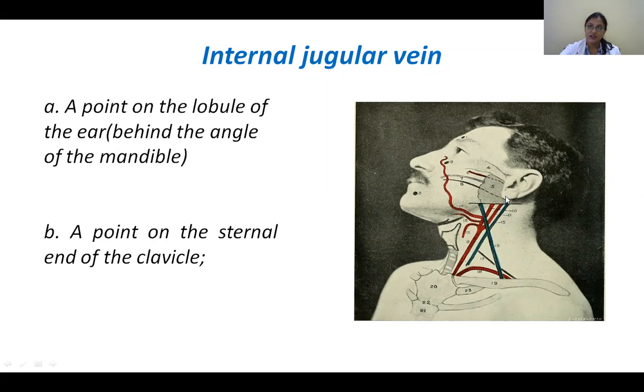So again here, a point on the lobule of the ear behind the angle. So feel your angle of the mandible. Behind that you've got a lobule, so there is one point, and a point on the sternal end of the clavicle.